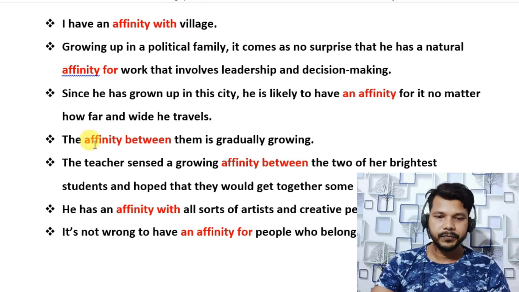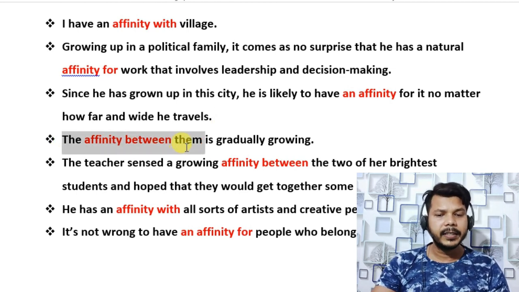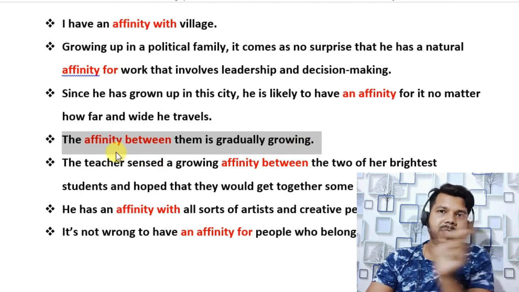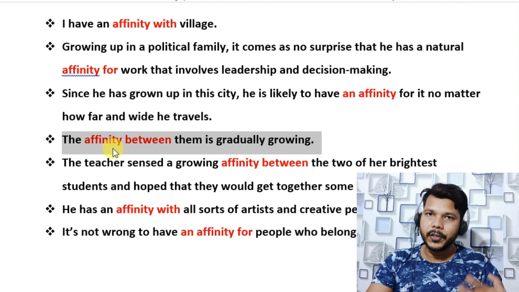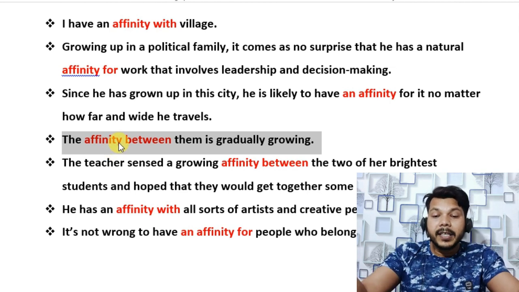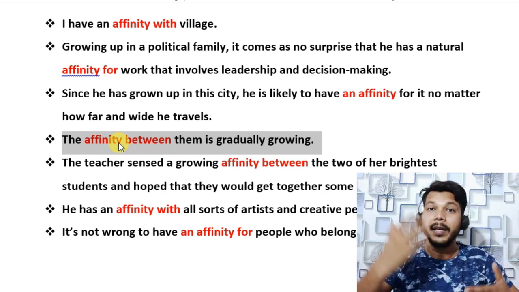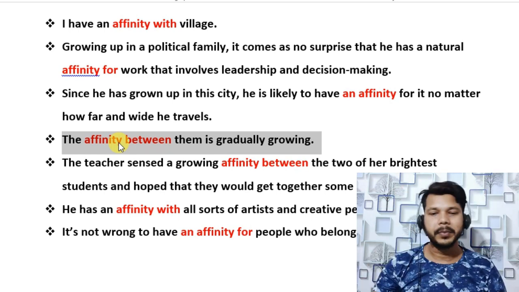Next. The affinity between them is gradually growing. So you can also use affinity between dash and dash. Affinity means attraction, so between them it is gradually growing. It means that attraction is growing, that liking is growing between two people.